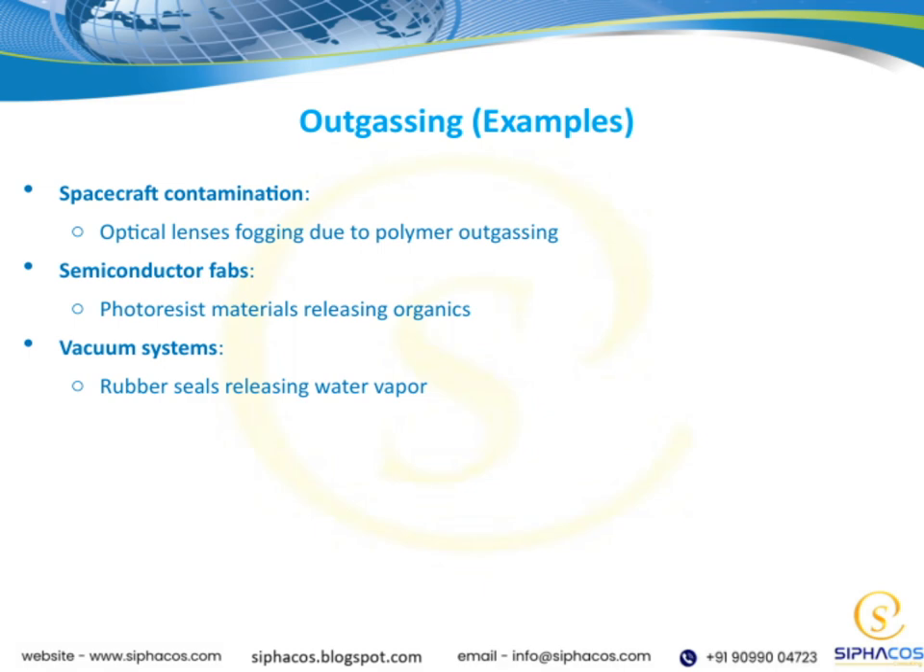Lastly, in vacuum systems, rubber seals are a typical source of outgassing. They release water vapor and other gases into the system, which can interfere with sensitive processes or measurements. Overall, these examples highlight how outgassing can be a critical challenge across various fields, emphasizing the importance of controlling and mitigating these gases to maintain system integrity and performance.